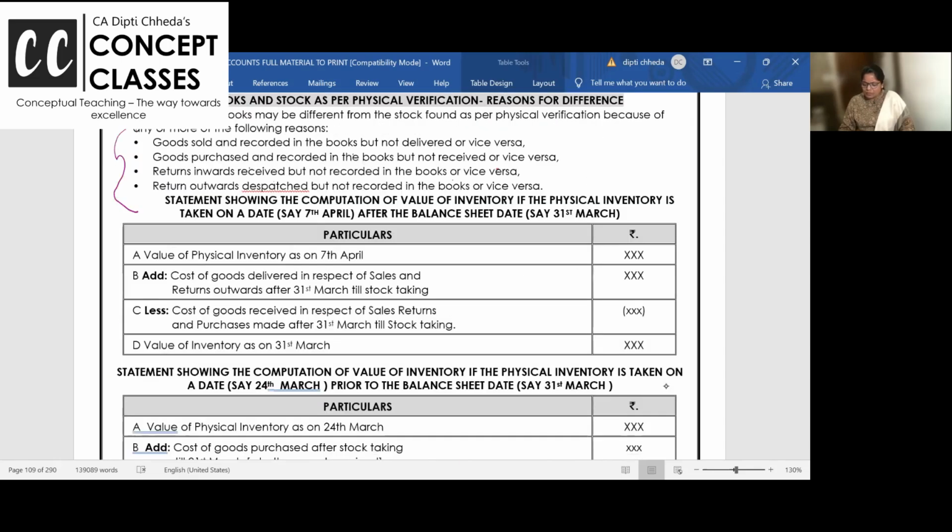So how to go by now? Suppose you are taking the stock on 7th. Add the cost of the goods which you have sold and return outward, purchase return. कुछ परचेज रिटर्न आपने किया है ना, तो वो add back कर दो, क्योंकि purchase return you have done from 1st to 7th, but it was there on 31st. No, बाद में you said purchases go back to the creditors. We don't want, so add back purchase return and add back cost of the sales less goods received, sales return.